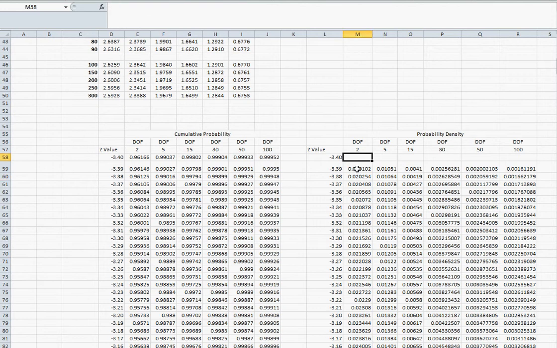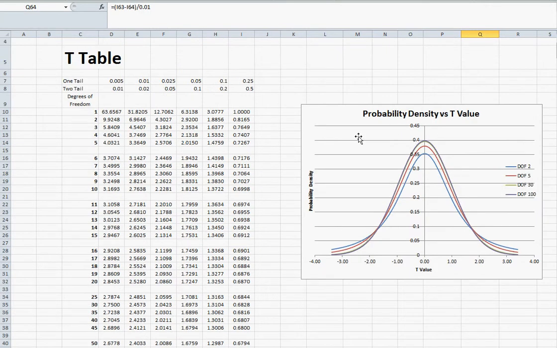And then this table, I've taken the difference between the two and then divided it by the step size of my z-value. So here I'm stepping by 0.01. So I take the difference, divide by 0.01, and this is my probability density. When you plot this, it's the kind of typical z-curve. And you notice that for degree of freedom 2, you have a wider spread t-curve than degree of freedom 5 and degree of freedom 30 and 10.